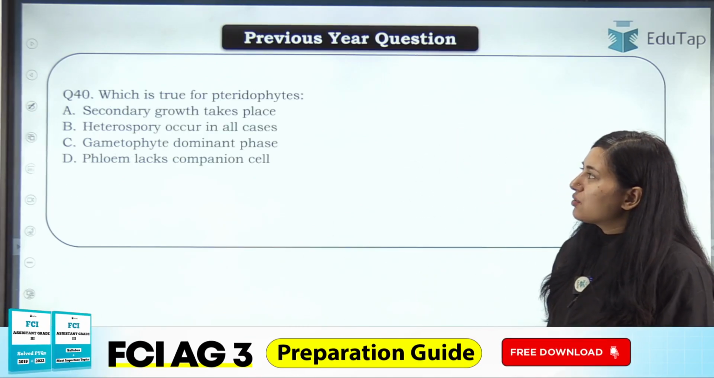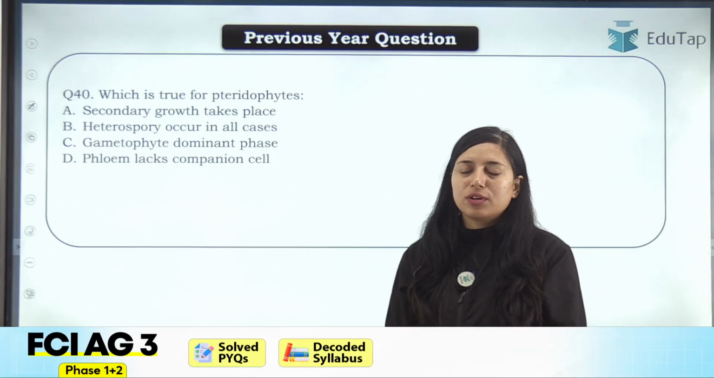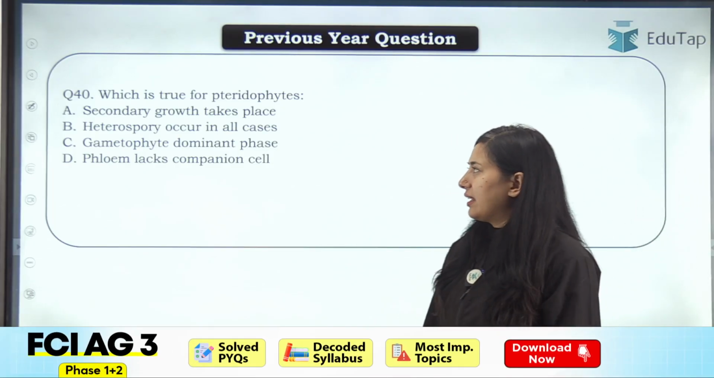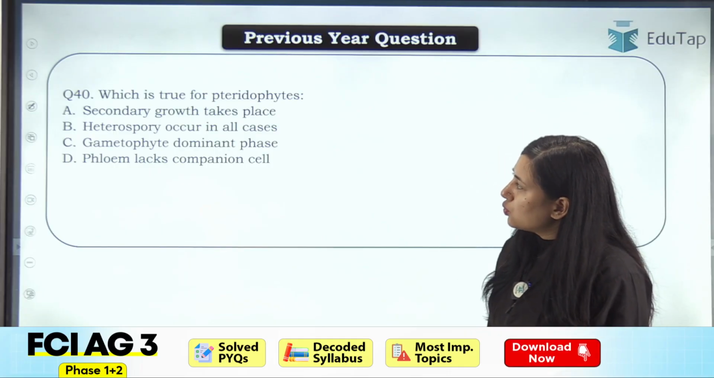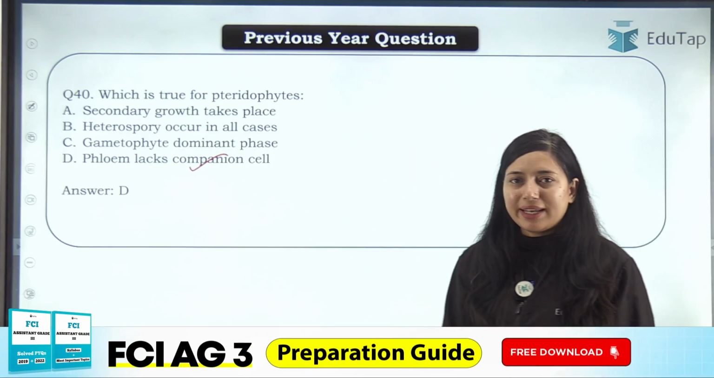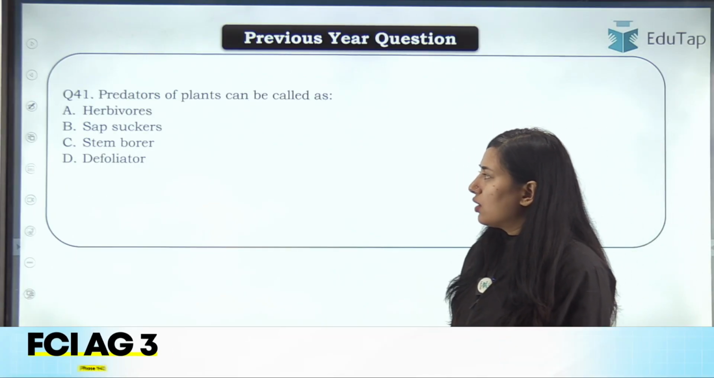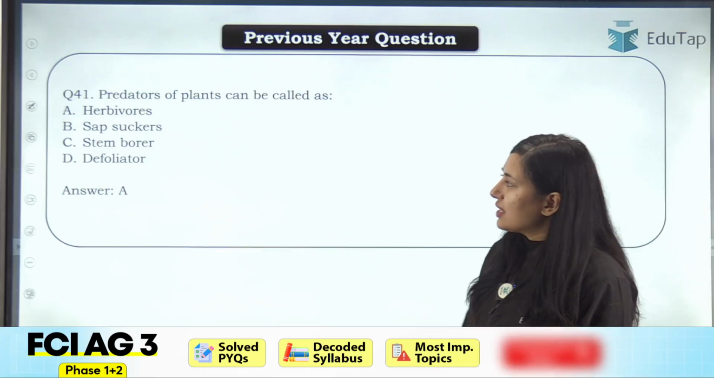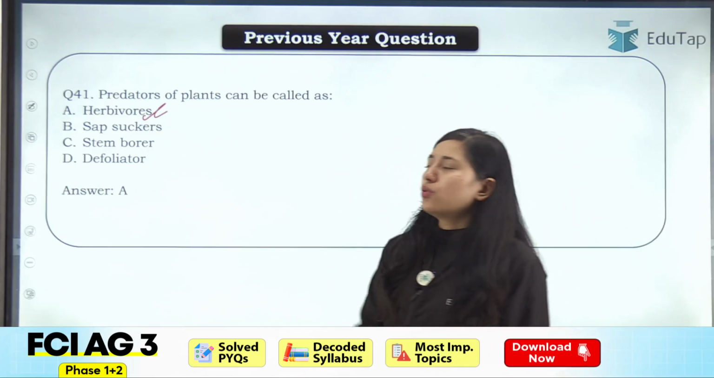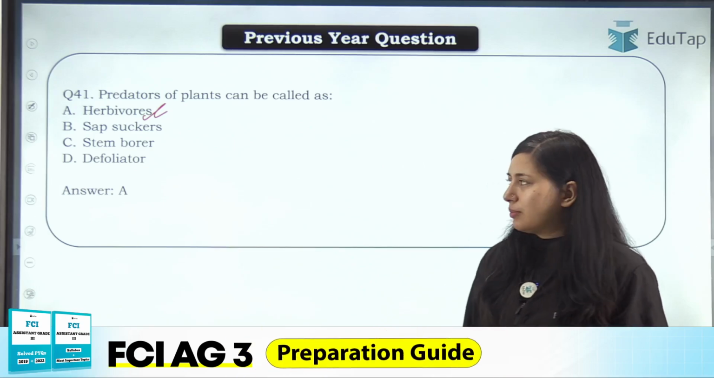Okay. Next is, which is true for pteridophytes? Now again, this is a question directly from your NCERT. Okay, so which is true for pteridophytes? The answer will be option D, that phloem lacks companion cells. Okay. Next question is, predators of plants can be called? Okay, so predators of plants can be called herbivorous. So the predators who feed on plants are called herbivorous.